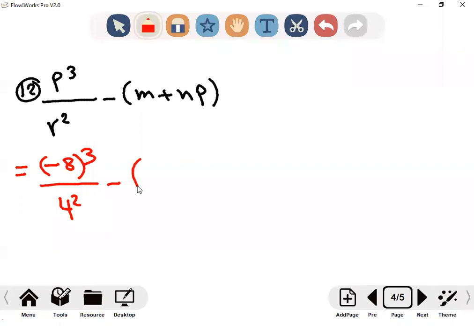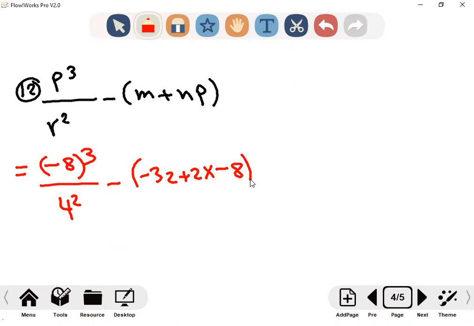Minus m. How much is m? Negative 32 plus n to multiply p, negative 8. I only replace the variables by their numbers.